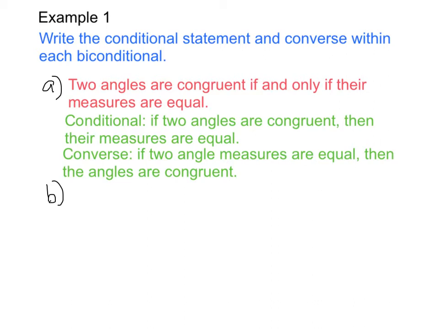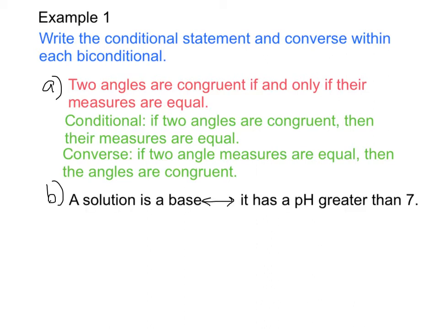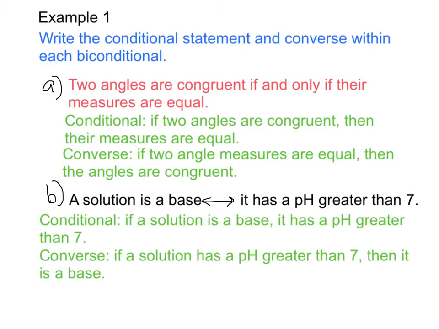So why don't you try B yourself and see if you can figure out what the conditional and the converse are. So part B says, a solution is a base if and only if it has a pH greater than 7. Identify the conditional and the converse by yourself. If you did it correctly, you would say that the conditional would be, if a solution is a base, it has a pH greater than 7, and the converse is, if a solution has a pH greater than 7, then it is a base.